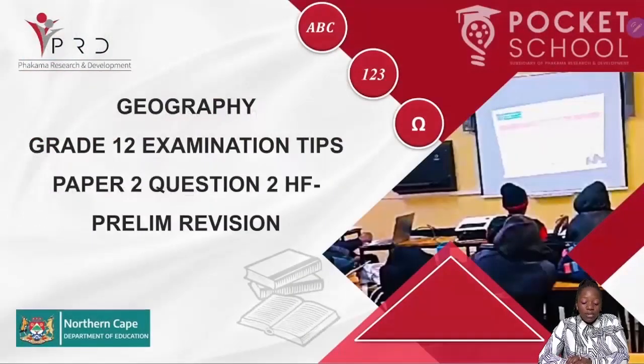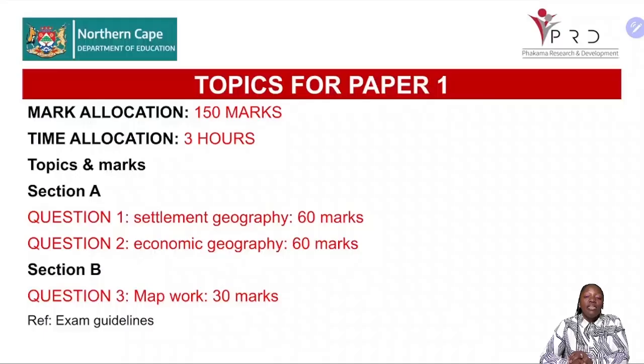In our examination tips, we're going to start with the structure of your paper. We're looking at the mark allocation, which is 150 marks, and the duration for your paper will be 3 hours. Your question paper has 2 sections, section A and section B. Under section A, you will have 2 questions, question 1 and question 2, and under section B, you will have 1 question, which is question 3.